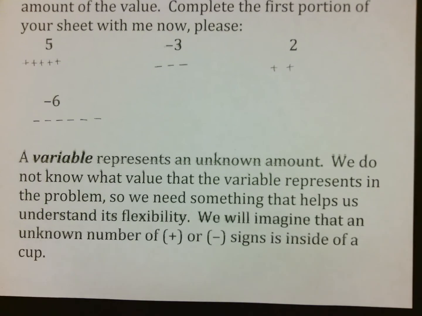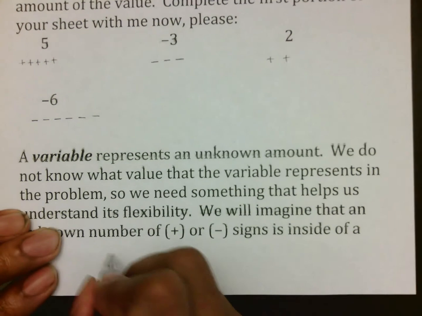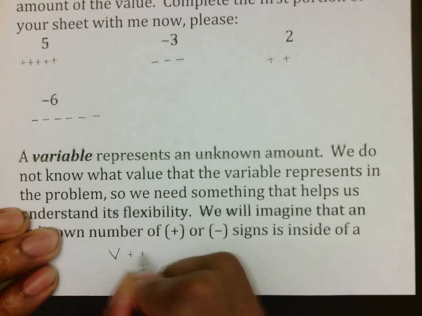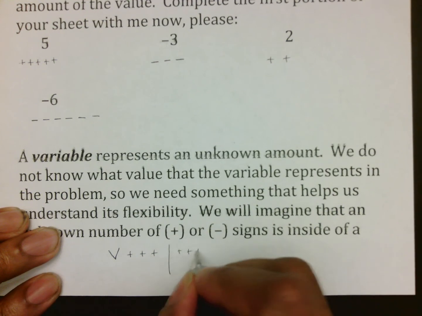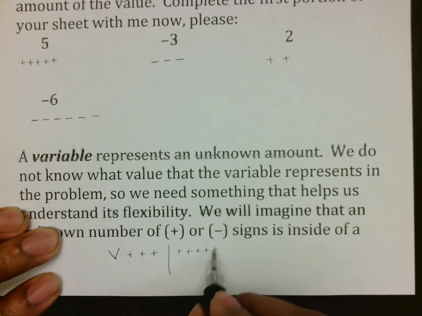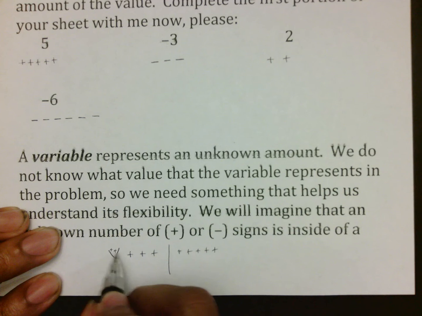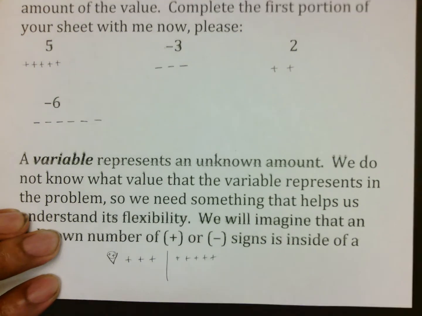A variable represents an unknown amount, so we do not know what value the variable represents in the problem, so we need to find something that helps us understand its flexibility. We will imagine that an unknown number of plus or minus signs is inside of a cup. For example, if I had a cup plus 3 more pluses that had to equal 5 pluses, there's 1, 2, 3, 4, 5 over here, and 1, 2, 3. There has to be 2 more inside that cup. But again, we don't know what's on the inside of that cup.